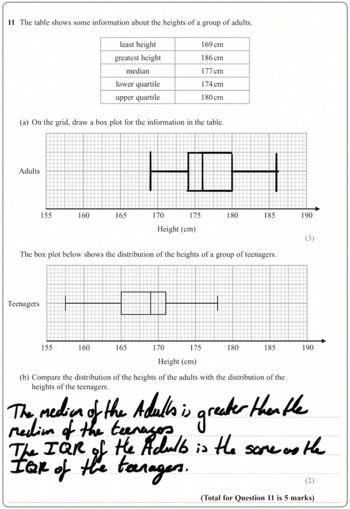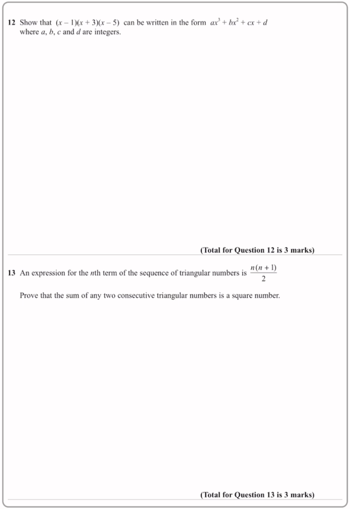Okay, question number 12. So we're expanding out a triple set of brackets. You pick any two of them and expand them first, then multiply it by the third one. I've picked the first two to expand, so x squared plus 2x minus 3. And then we're going to multiply that by x minus 5. And then multiply everything in the first bracket by everything in the second bracket.